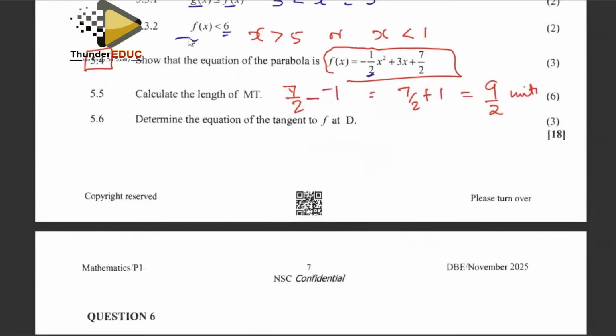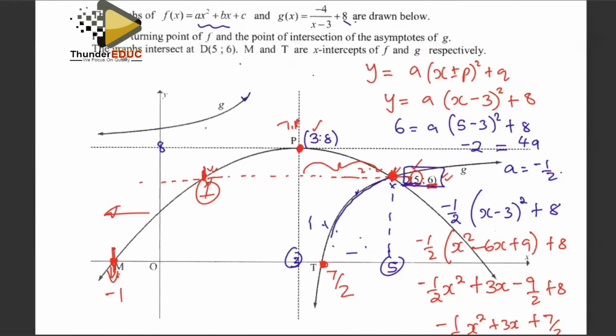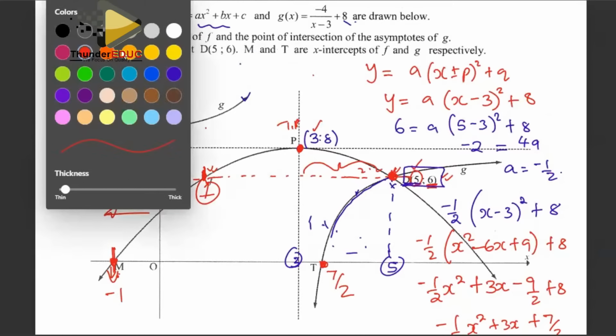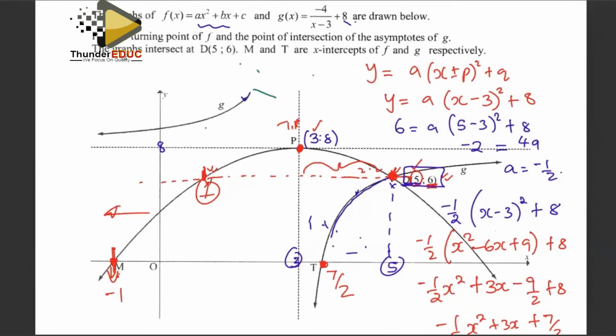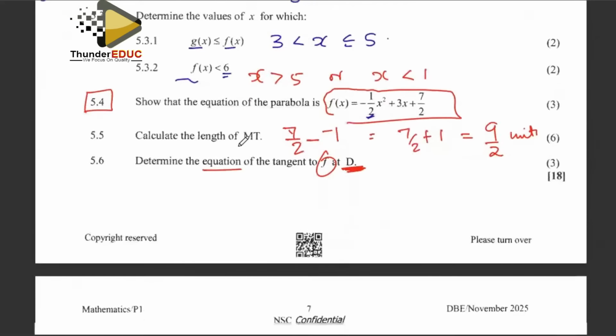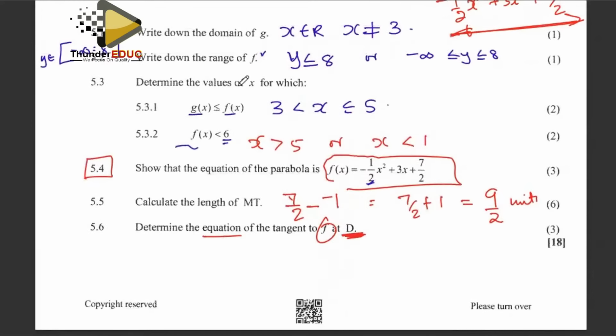Then 5.6, they want us to get the equation of the tangent to the graph of f at D. So at this point D, they're telling us that there is a tangent, which should be moving in this direction. I don't know whether that direction or any other direction. But what we need to know is that for us to get the equation of the tangent of any graph, we need to start by finding the gradient at that point. How do we get the gradient?